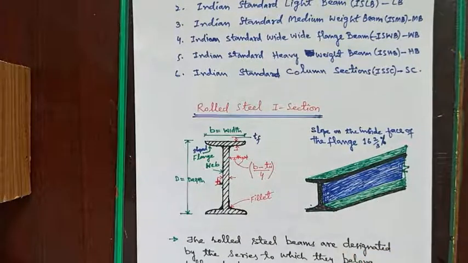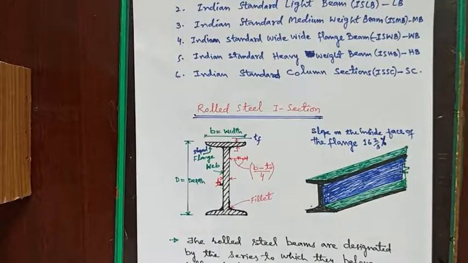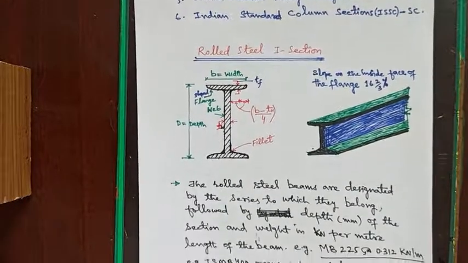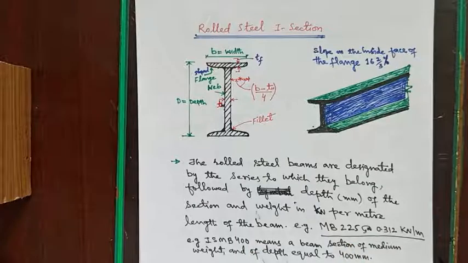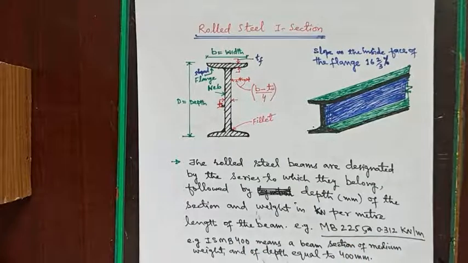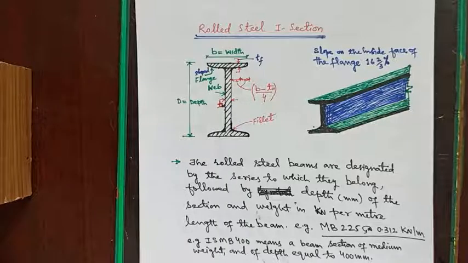This is the longitudinal section of the I beam. So the rolled steel beams are designated by the series to which they belong, followed by the depth in mm of the section and weight in kilonewton per meter length of the beam. For example, MB 225 at the rate of 0.312 kilonewton per meter.